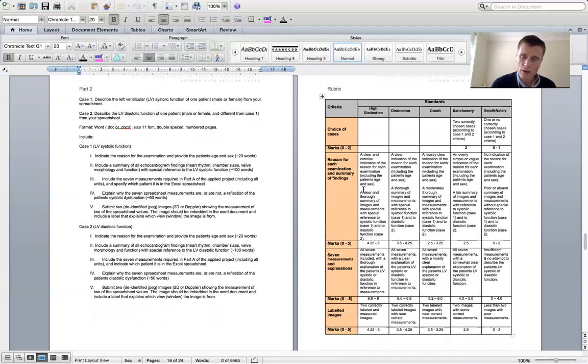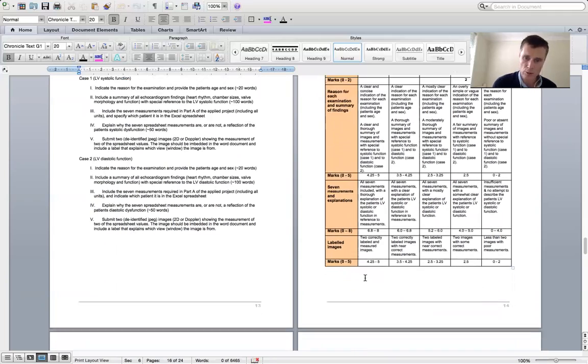And then the marking criteria are over here. If you've included the reason for the exam and summary findings, and done so as asked, you can expect a good mark. If the 7 measurements and explanations are there, you can expect a good mark.